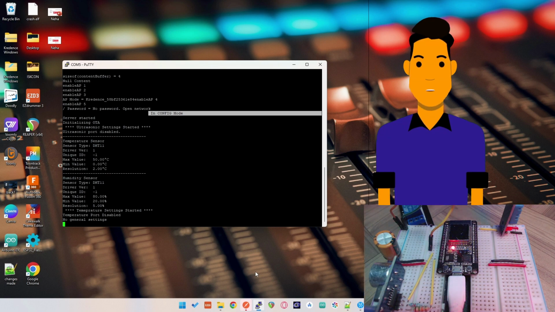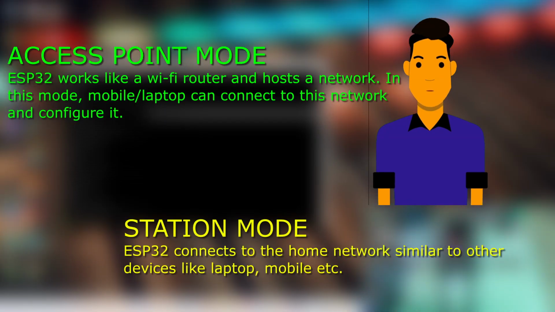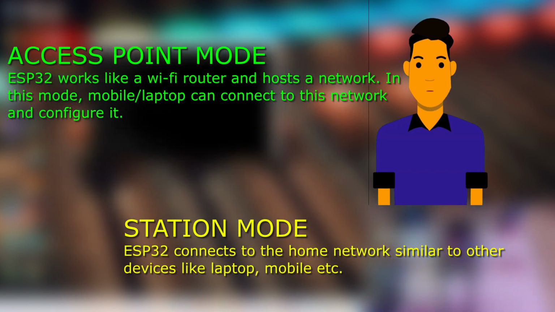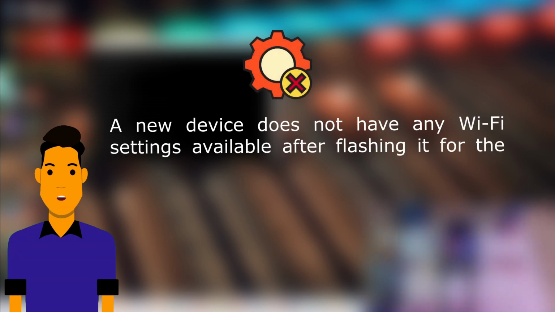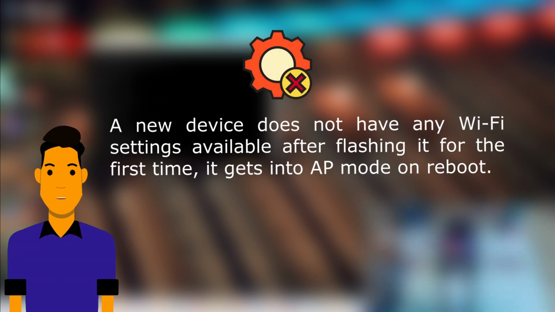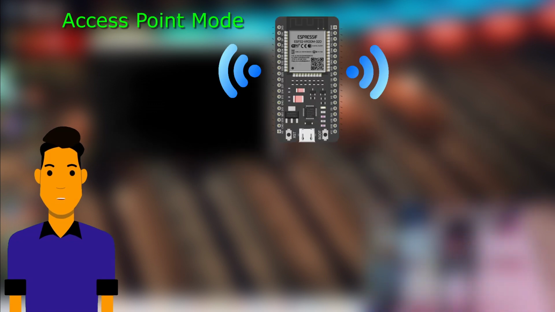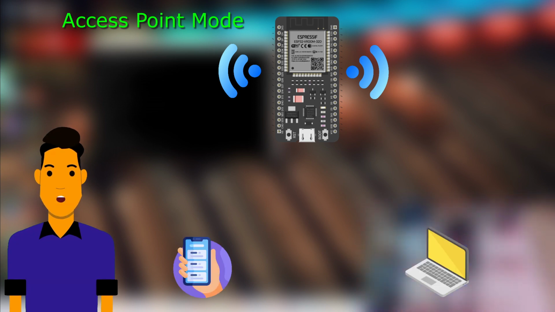Now, one very important piece of information that I want to tell you is that ESP32 can work in two modes. The first one is access point mode, and the second one is station mode. So when you flash a new device with the binaries, since the device doesn't have any settings available for it to connect successfully to a Wi-Fi network, it automatically gets into the access point mode. Now in the access point mode, the device behaves as a Wi-Fi router and allows your laptop or your mobile phone to connect to it and configure it.